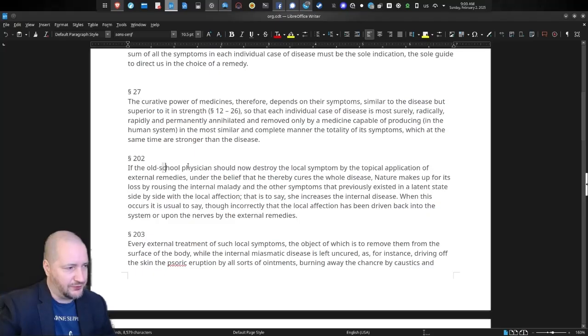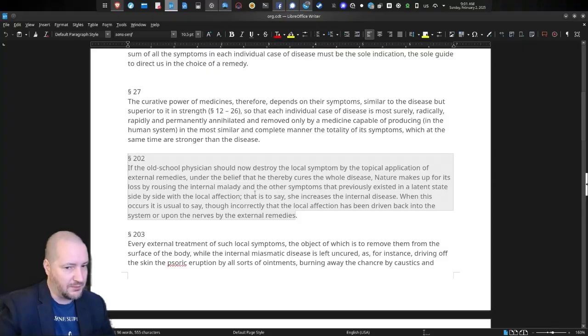If the old school physician should now destroy the local symptom by the topical application of external remedies, under the belief that he thereby cures the whole disease, nature makes up for its loss by rousing the internal malady and the other symptoms that previously existed in a latent state, side by side with the local affection, that is to say, she increases the internal disease. When this occurs, it is usual to say, though incorrectly, that the local affection has been driven back into the system or upon the nerves by the external remedies.